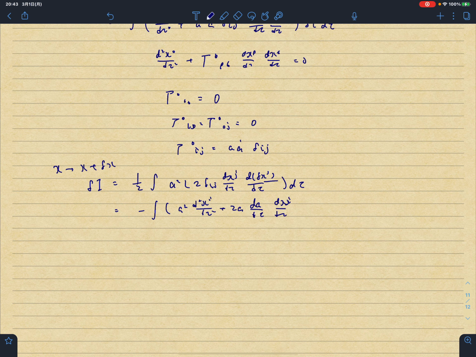x I delta ij delta x j d tau. We can express d tau dA in terms of a dot by using the chain rule.